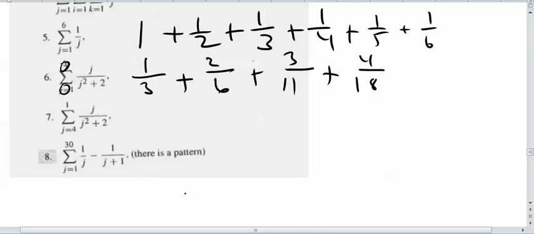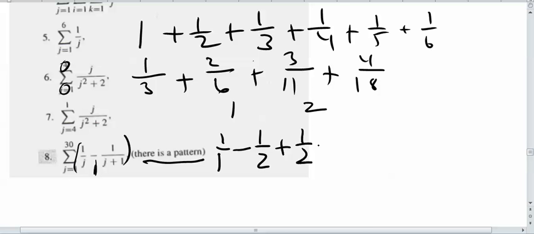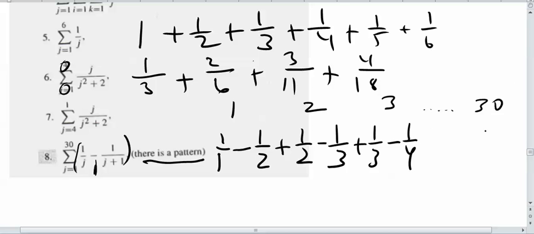Now, John, let's look at number 8, okay? Now, I'm assuming you really should have parentheses here, okay? Whenever there's a minus sign in there, there's a good chance that there is a pattern going on. So it's good to try to recognize the pattern and think about it. Start writing them down. 1 over 1 minus 1 over 2. So that's 1. Then going to 2, 1/2 minus 1/3. Going to 3, 1/3 minus 1/4. And then you're going to be all the way to 30, which is going to be what?